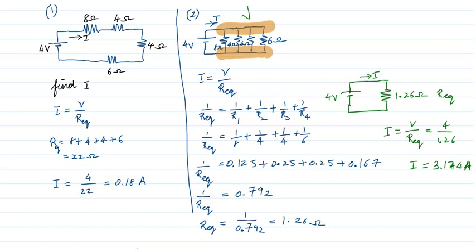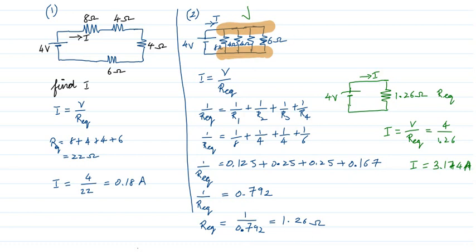So R1 is 8, R2 is 4, R3 is 4, R4 is 6. Okay. So 1 by 8 is 0.125, 1 by 4 is 0.25, 0.25, and 1 by 6 is 0.167. Now I got these values, add everything, it is 0.792. So 1 by R equivalent is equal to 0.792. I need R equivalent. So 1 by 0.792 is equal to 1.26 ohm.